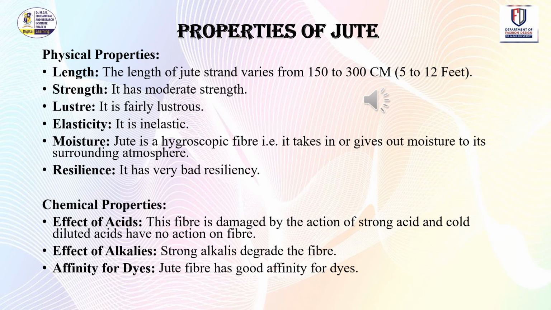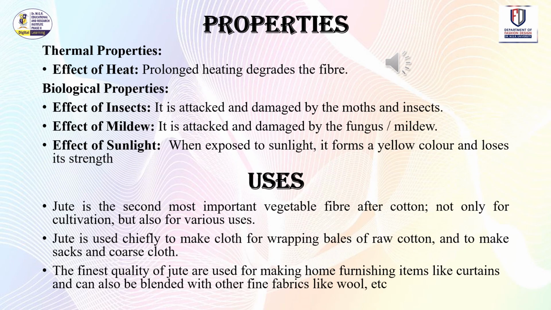Chemical properties. Effect of acid. This fiber is damaged by the action of strong acids, and cold diluted acids have no action on this fiber. Effect of alkalis. Strong alkalis degrade the fiber. Affinity for dyes. Jute fibers have good affinity for dyes. Thermal properties. Effect of heat. Prolonged heating degrades the fiber.